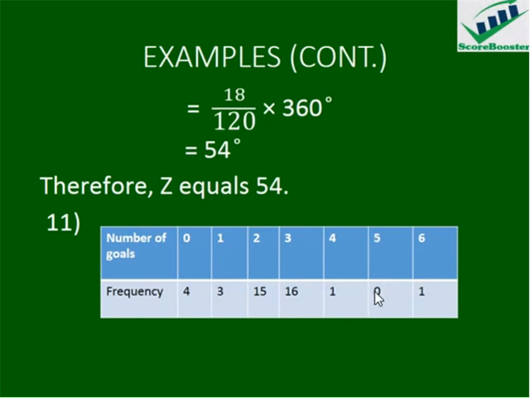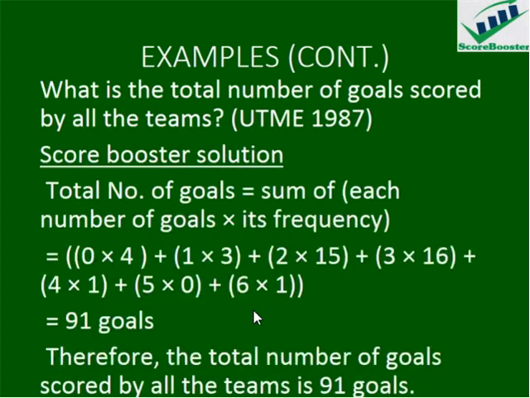5 multiplied by 0 will give 0. They don't have it at all. And they have 6 goals once. So this is just like multiplying the number of goals by its frequency and adding them together. So for us to know the total number of goals, it will be equal to the sum of each number of goals multiplied by its frequency.